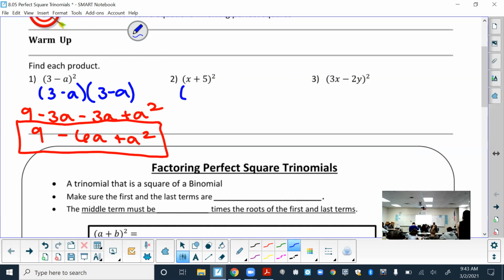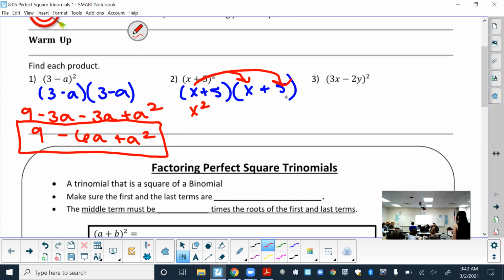Now the second one. First step, we need to expand it. It becomes x plus 5 times x plus 5. This time I'll use the distributive property. So we'll distribute the x to both numbers. What's x times x?